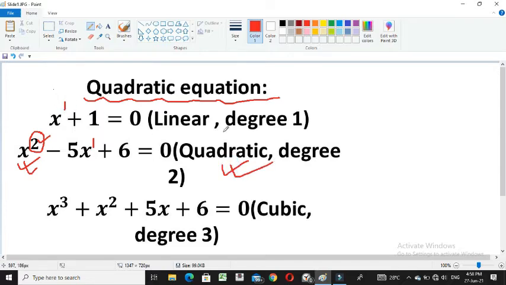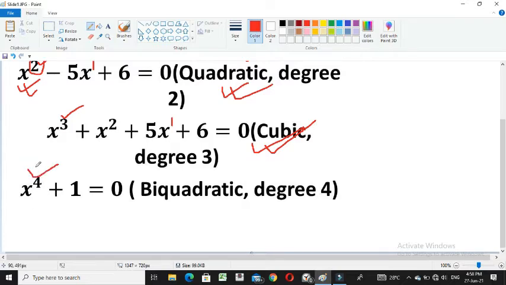Here the degree is 1. So if the degree is 1, that is called a linear equation. And if the degree is 3, here the degree is 3 because the highest power is 3, and the other powers are 2 and 1. So if the degree is 3, then it is called a cubic equation. And if the degree is 4, the highest power is 4. Here I have written only one power, and that is 4. Since the highest power is 4, the degree is 4, and this equation is called a biquadratic equation. So we have got a linear equation with degree 1, a quadratic equation with degree 2, a cubic equation with degree 3, and a biquadratic equation with degree 4.